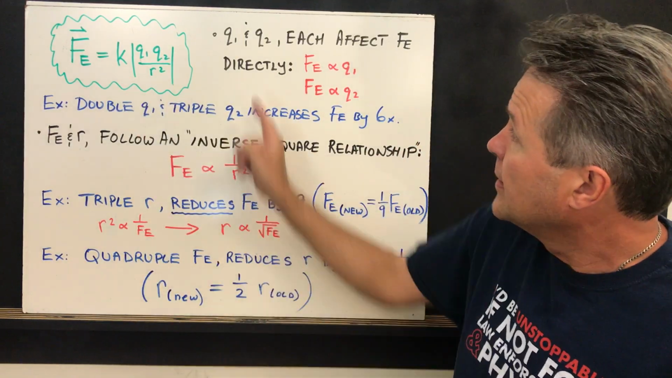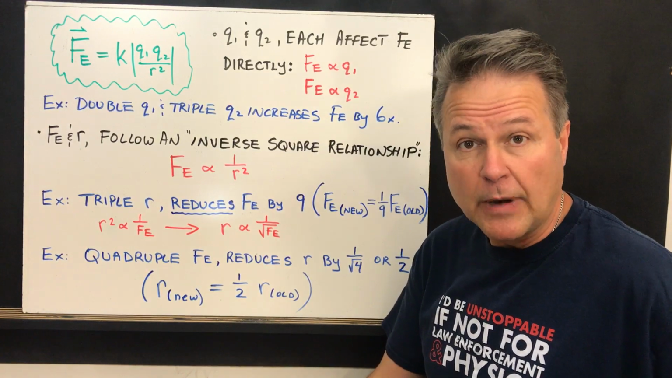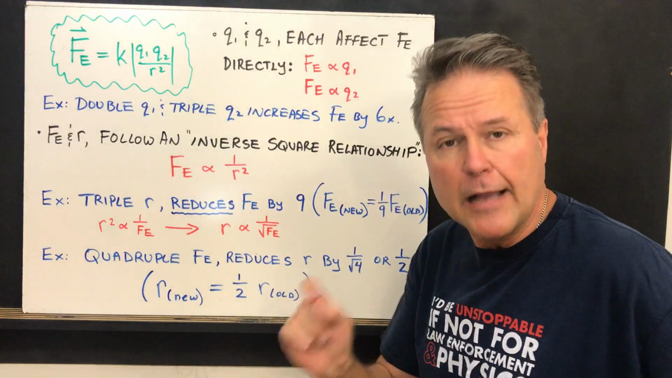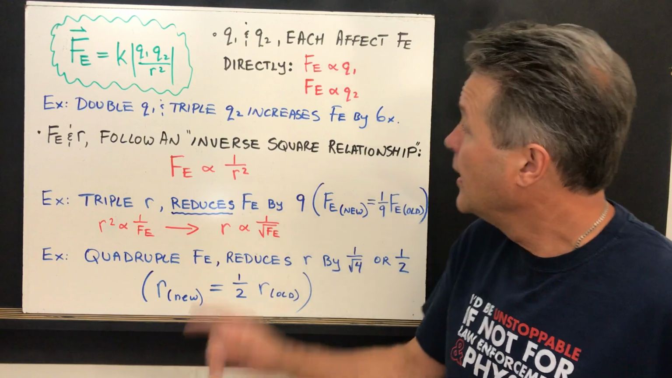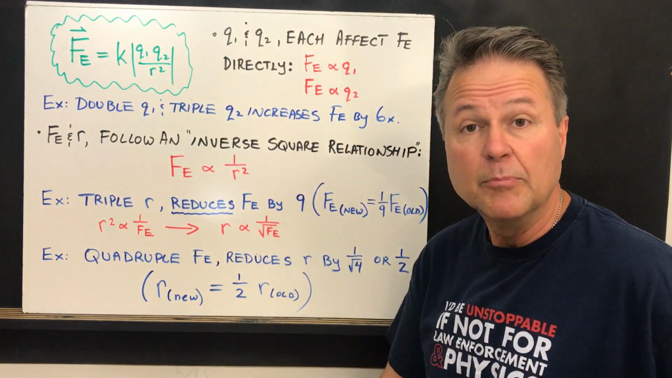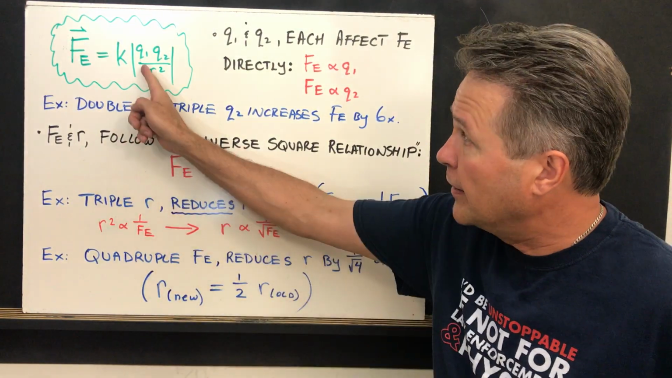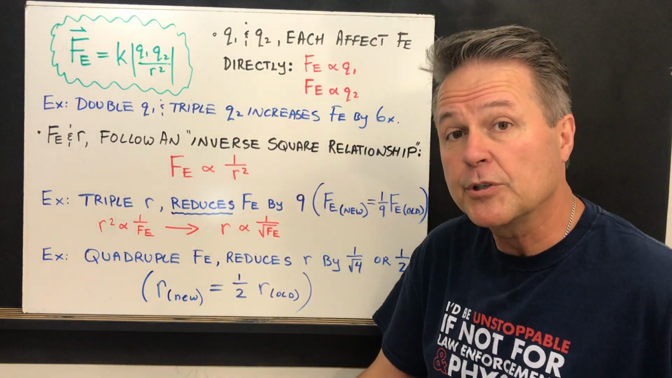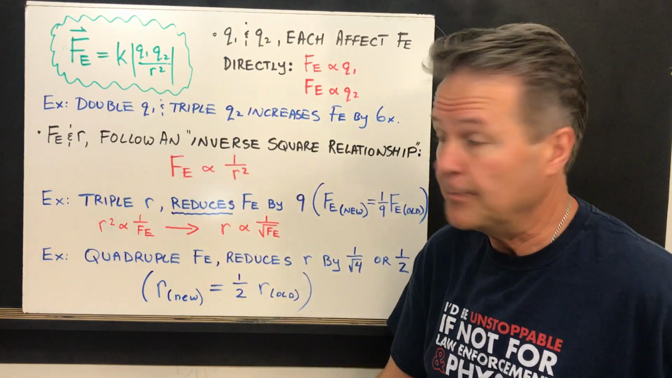Now in the formula, we see that Q1 and Q2 each affect the force of attraction or repulsion on one another. So the value of Q1 is directly proportional to the force between Q1 and Q2, and the charge of Q2 is directly related to the force between the two charged particles. So for example, if you double Q1 and triple Q2, overall the effect would be that the force would increase by a factor of 6, assuming that the distance remains the same.